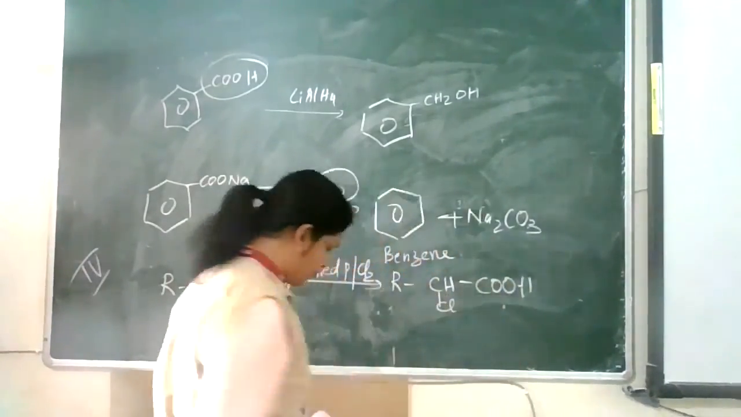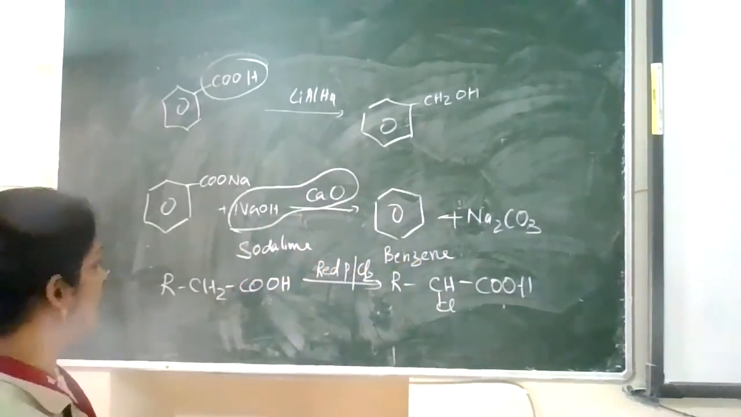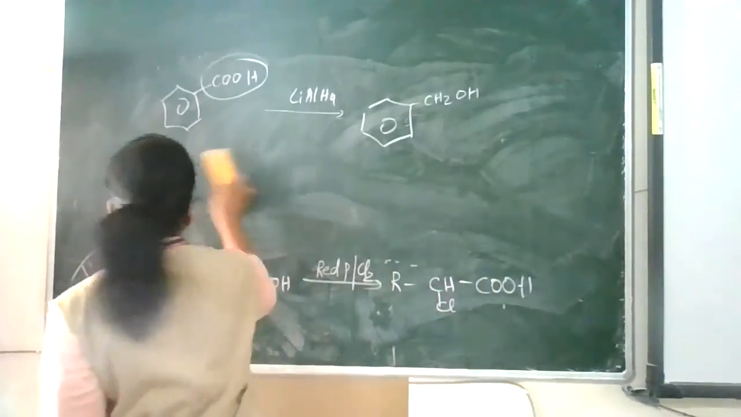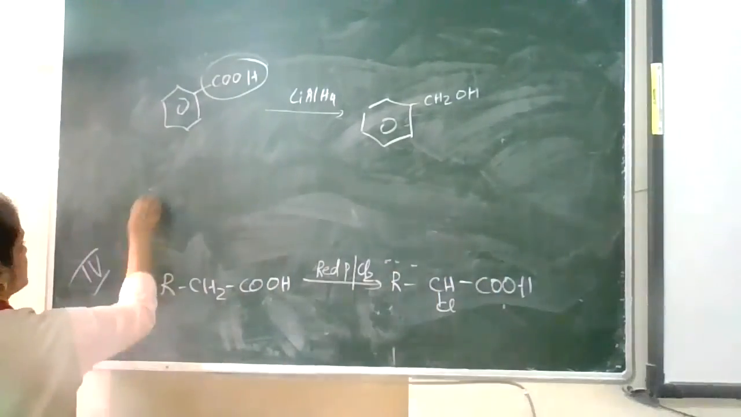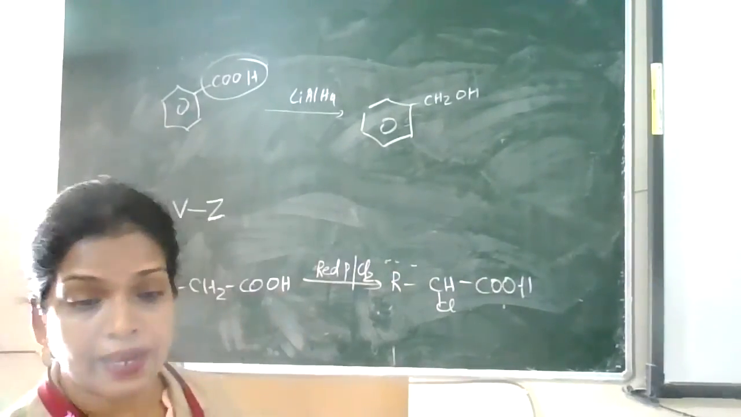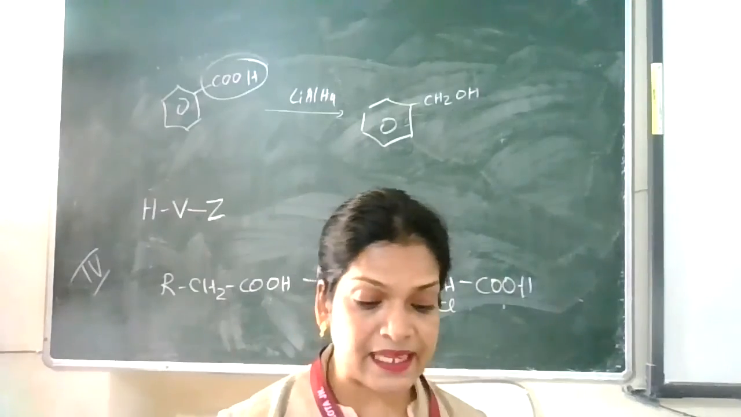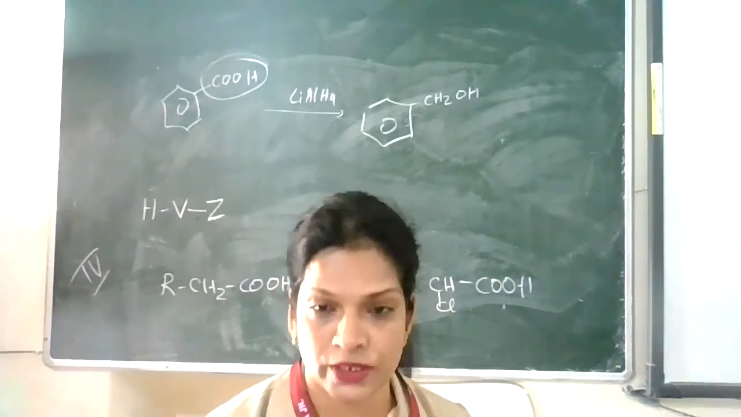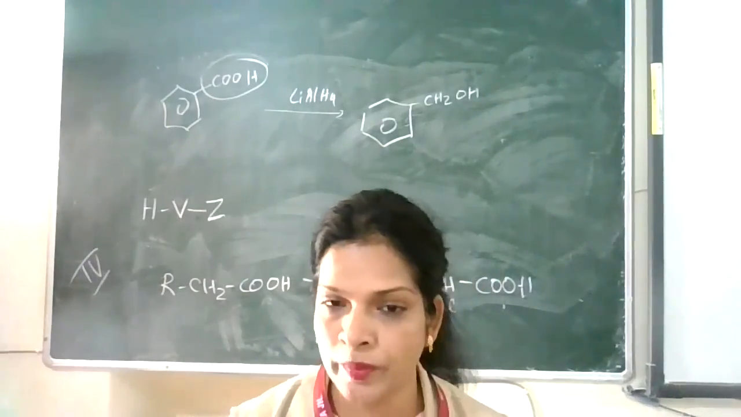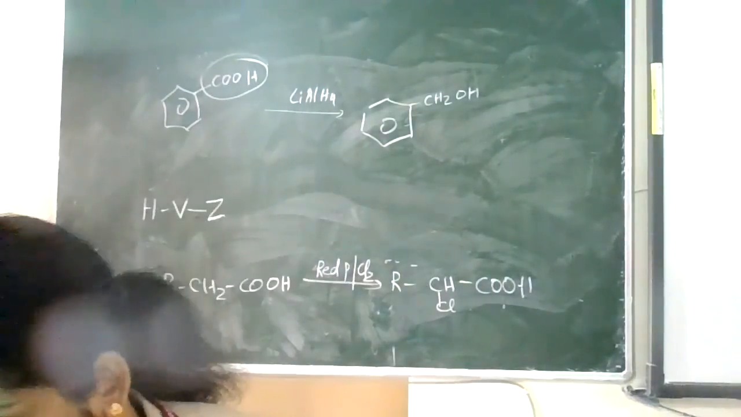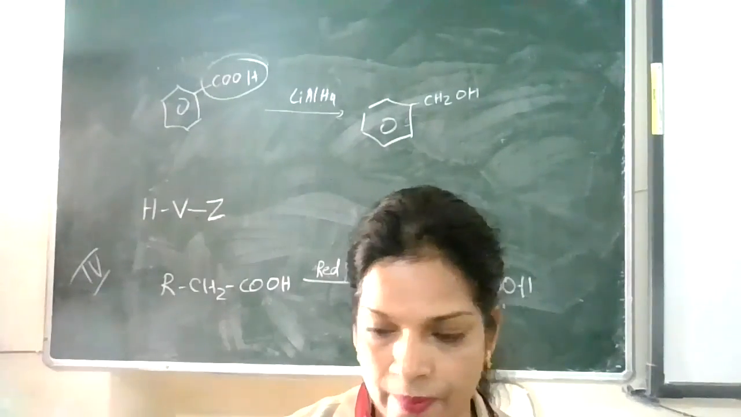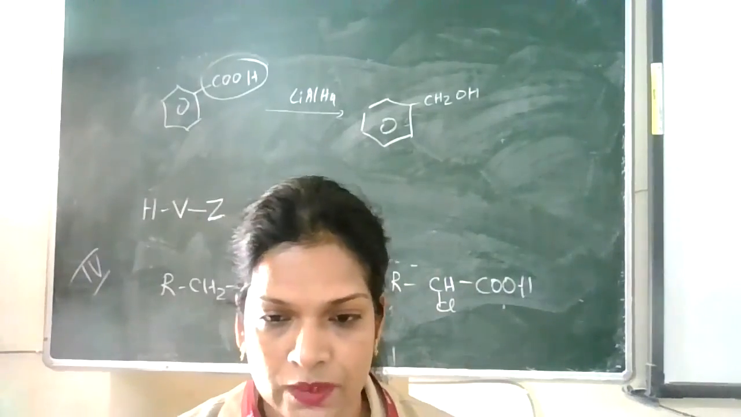RCHCl COOH, that is alpha halocarboxylic acid. This reaction is known as the Hell-Volhard-Zelinsky reaction. So if you want to put a halogen in this carboxylic acid, you can put it at the alpha carbon, chlorine or bromine, whatever it is, will be attached on this alpha carbon. For electrophilic substitution, we will do that in the next class. That is the last reaction, electrophilic substitution.